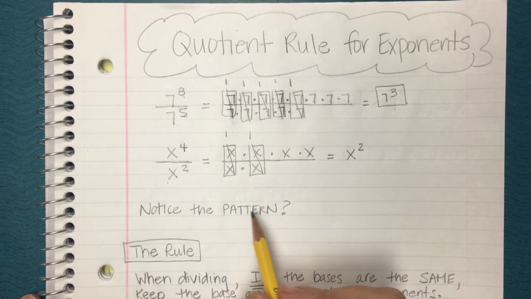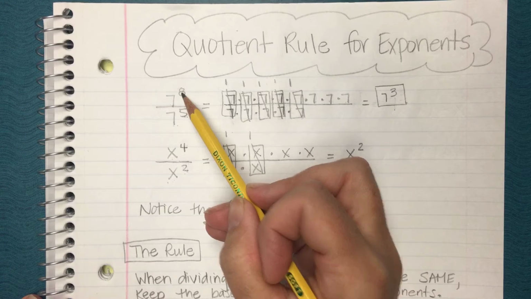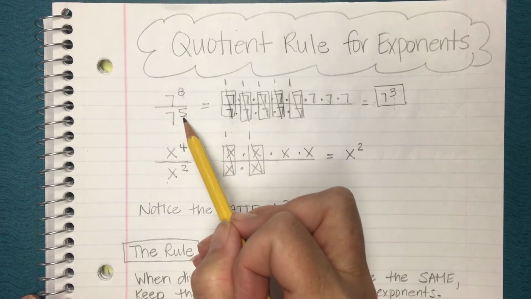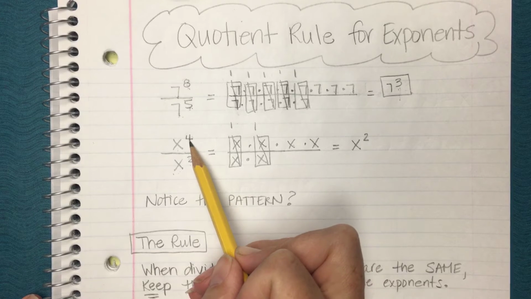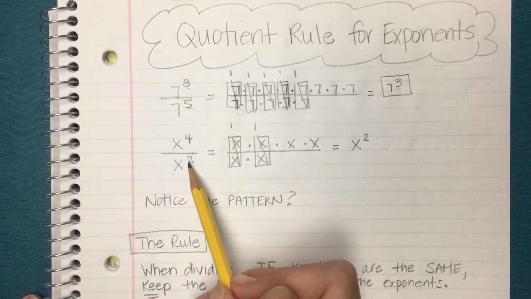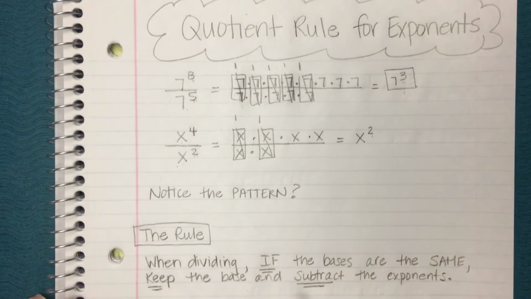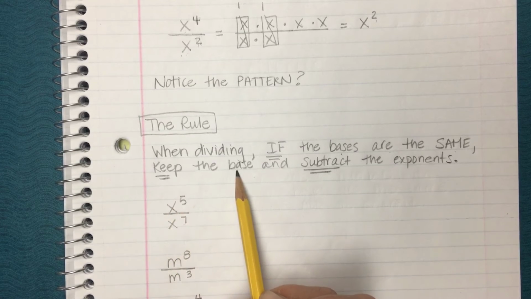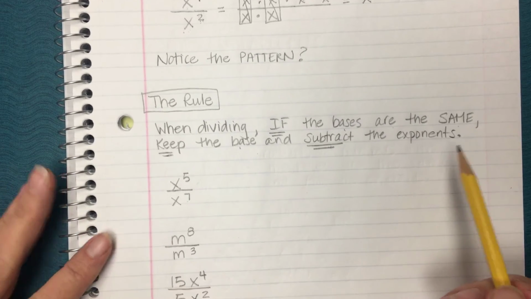Notice any patterns going on? Remember, for multiplication, we added our exponents. What are we doing with our exponents in this one? Notice that I have 8 in the numerator, 5 in the denominator, and then I have an answer of 3. 8 take away 5 is 3. Let's take a look at our second problem. If I have a 4 in the numerator as an exponent, and I subtract 2 from the denominator, I get the answer of 2. So our rule is, when dividing, if the bases are the same, keep the base and subtract the exponents. So let's go ahead and try a few of these.